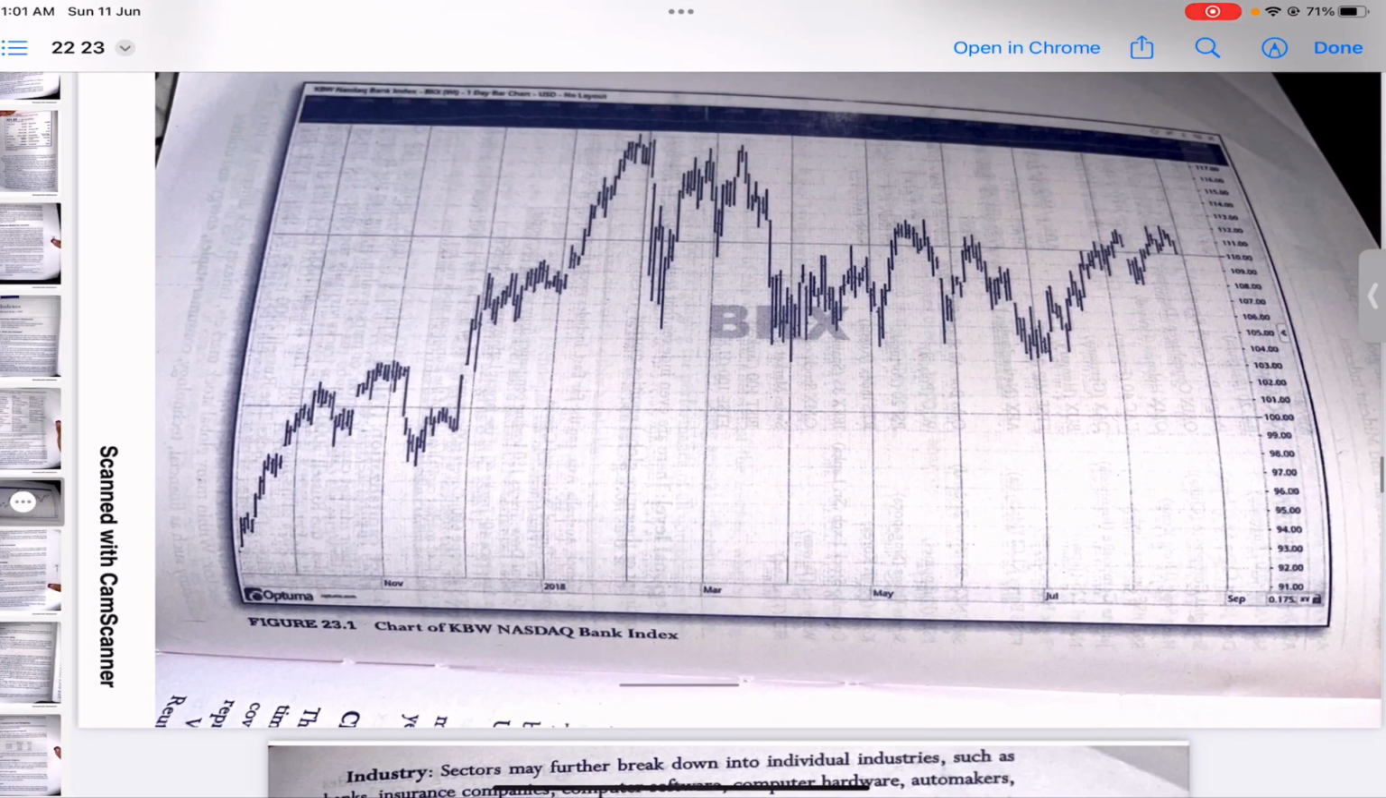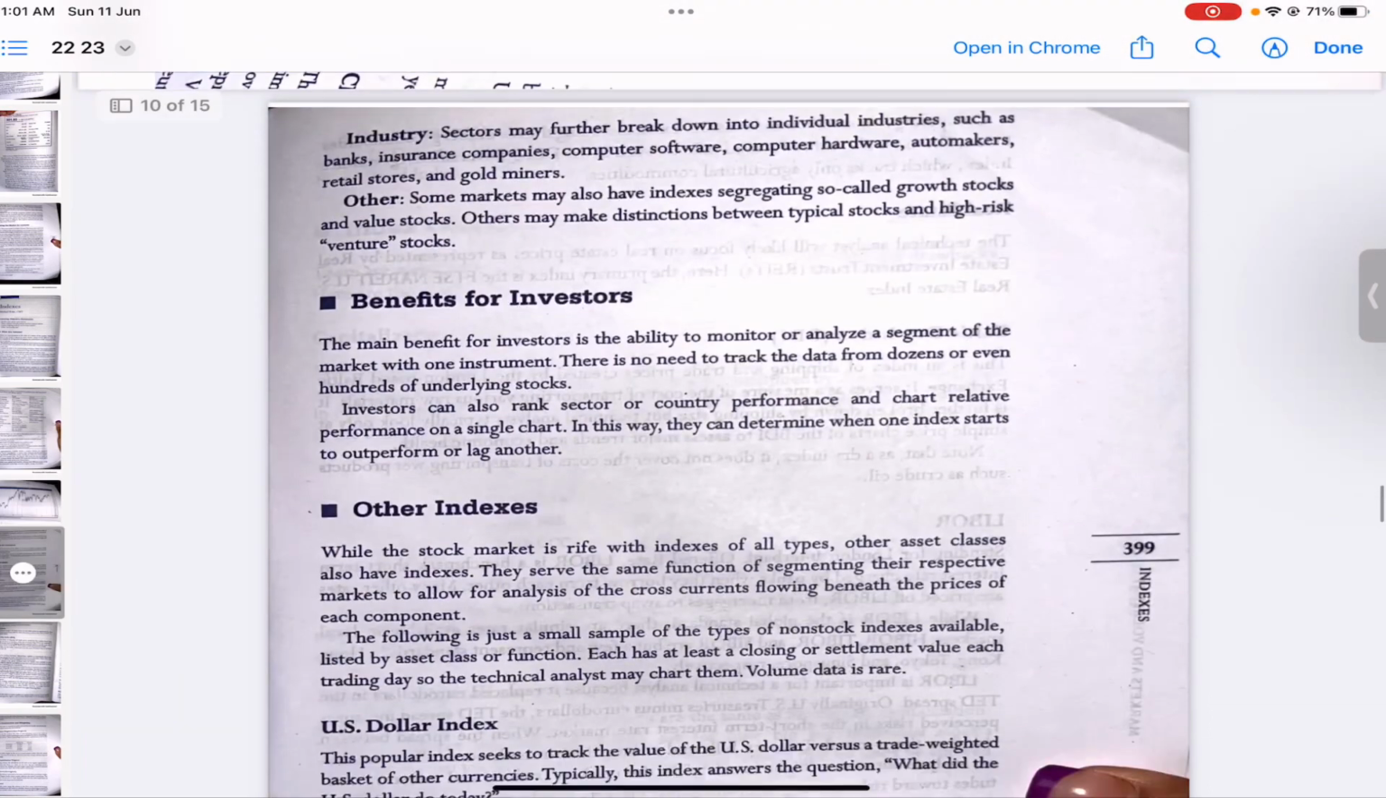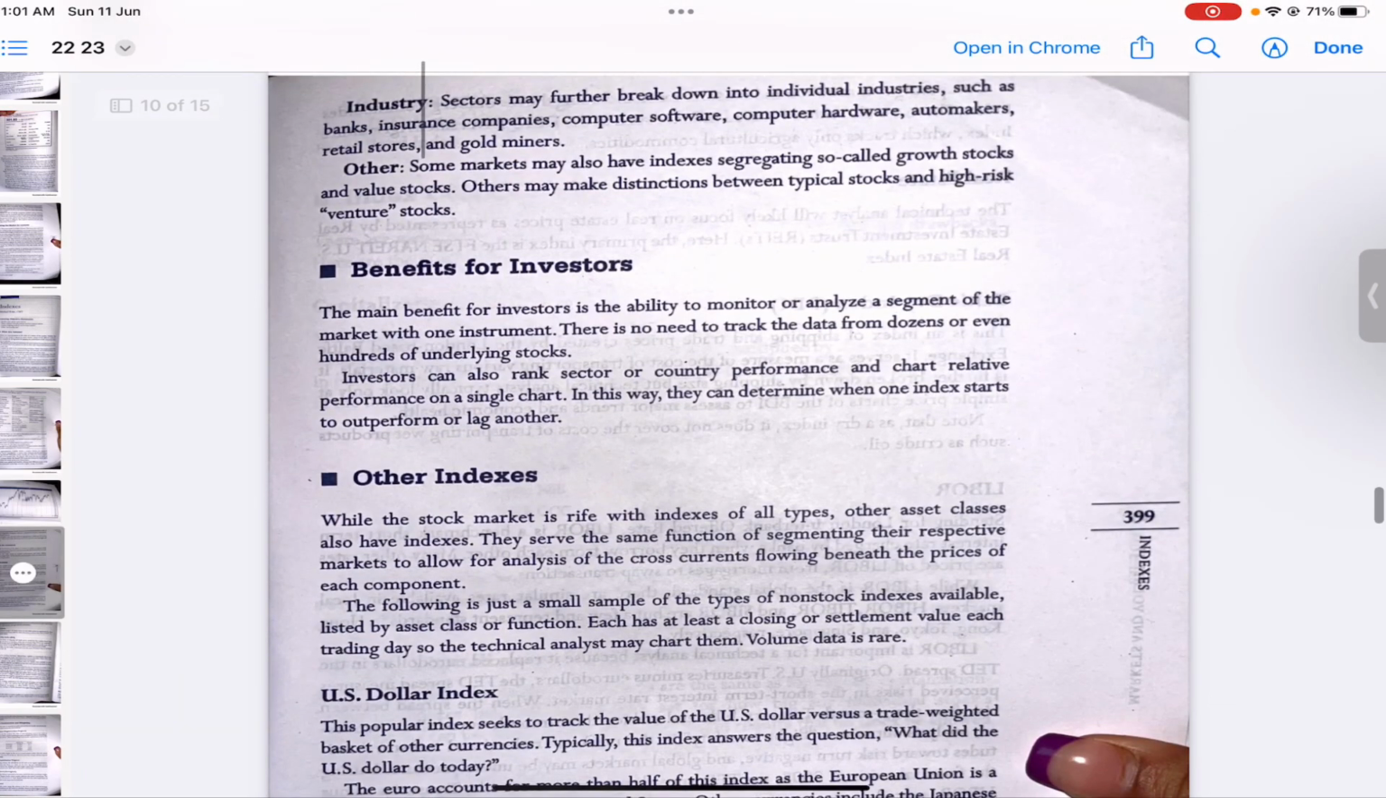So, this is my NASDAQ Bank Index. This is the US Bank Index, the US banking stocks. The same way we have Nifty Bank in India, this is the US banks. You can also bifurcate it on the basis of industry.